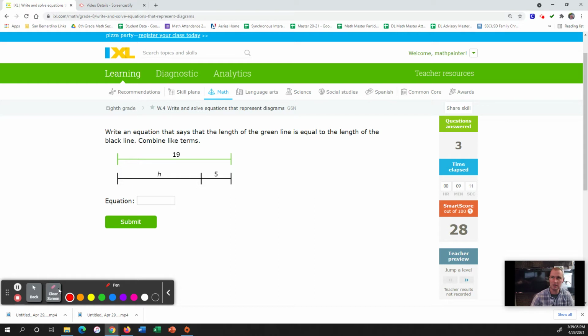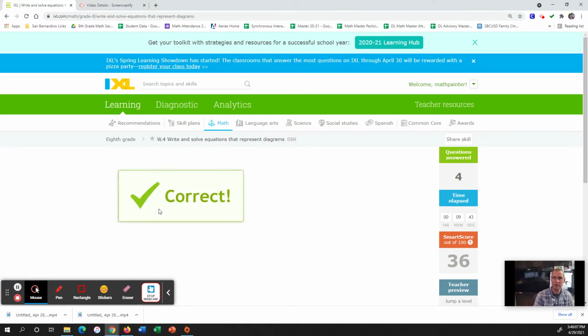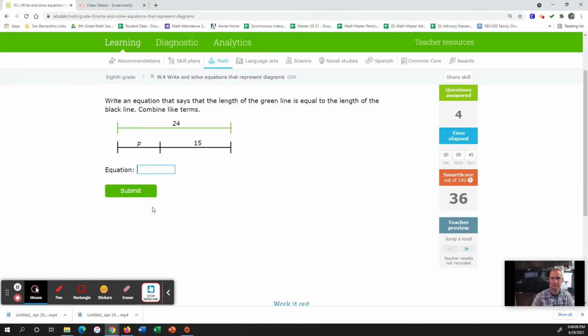All right, write an equation that says the length of the green line is equal to the length of the black line. Combine like terms. 19 equals H plus 5. This one was a straightforward solution. Nothing to add or combine. So 19, hold down the shift key to get that equal sign in there. Let's hold down the shift key to get the plus sign. See, I'm still working on that. All right, 19 equals H plus 5. You get faster as you go at it. It takes me a little bit to type it in.